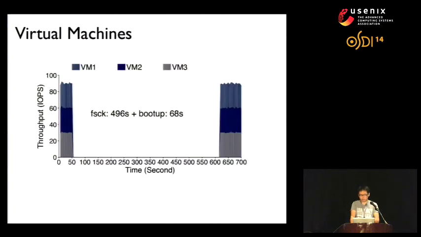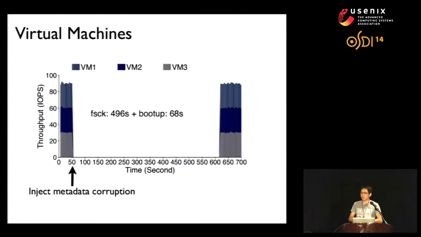Let's look at a very simple experiment. In this experiment, we run 3 virtual machines in the ext3 file system. On the x-axis, we show the timeline. On the y-axis, we show the aggregate throughput of the 3 virtual machines. From time 0 to 50, all 3 virtual machines run correctly. At time 50, we inject a metadata corruption in the file system.